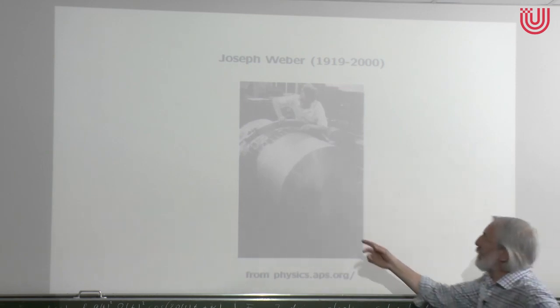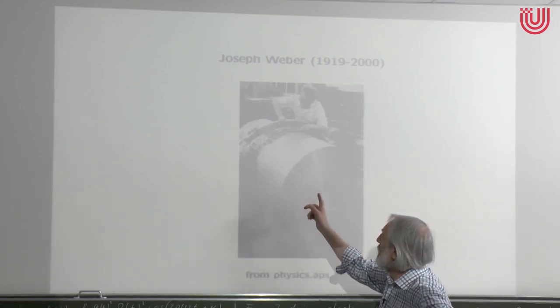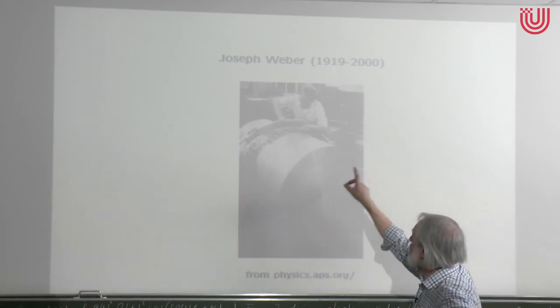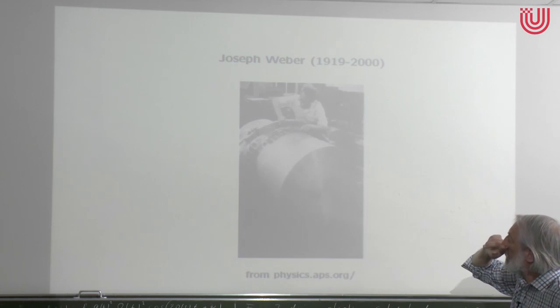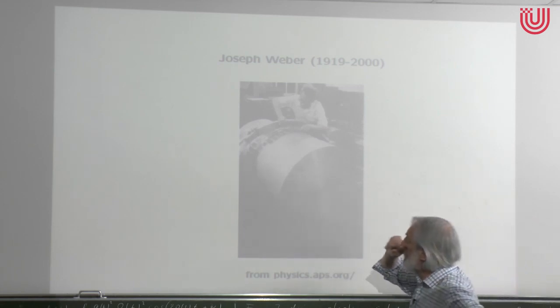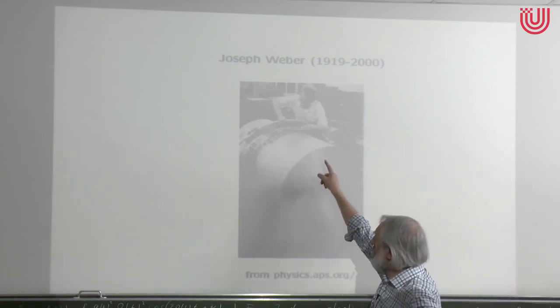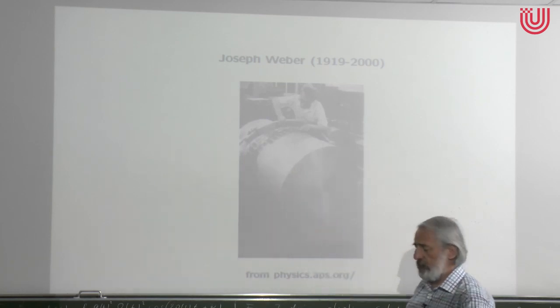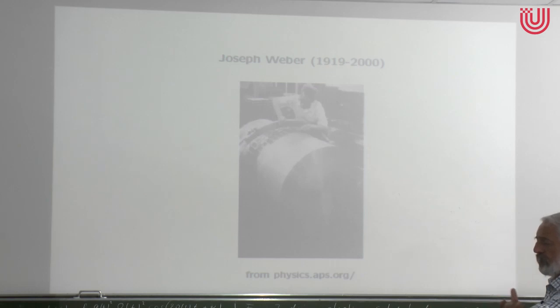So here you see one of his typical Weber cylinders. As I said, the length is something like 1.50 meters. The diameter is a little bit less than a meter. And how was the deformation measured? The deformation was measured with the help of quartz crystals, which were glued to the surface. So if now the cylinder is deformed, then these quartz crystals would also be deformed.